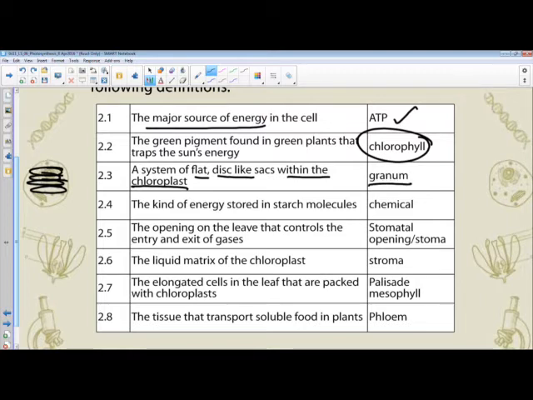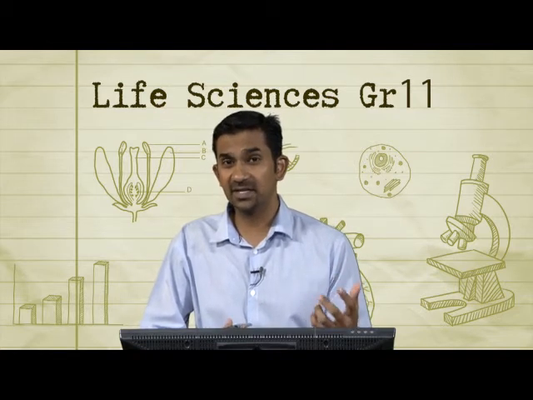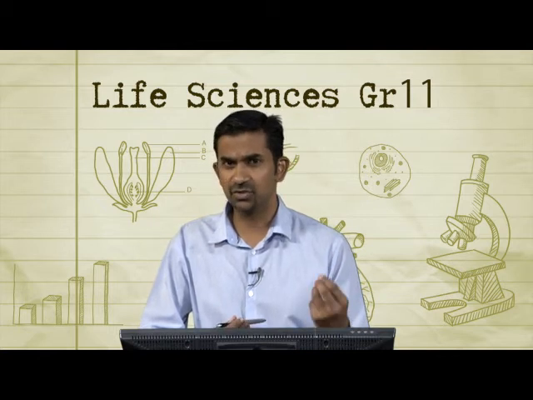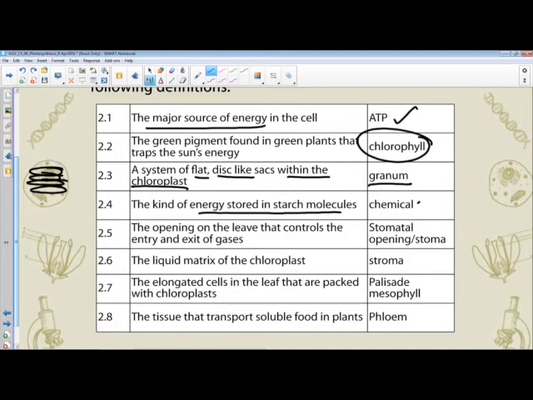The kind of energy stored in starch molecules. So essentially what happens in the photosynthesis process is that chemical energy is produced when energy from the sun converts the essential inorganic compounds to chemical energy. So we say that a starch molecule contains chemical energy, and that energy is then transferred. It's used to produce more energy, either in the form of movement, mechanical energy, or even kinetic energy.